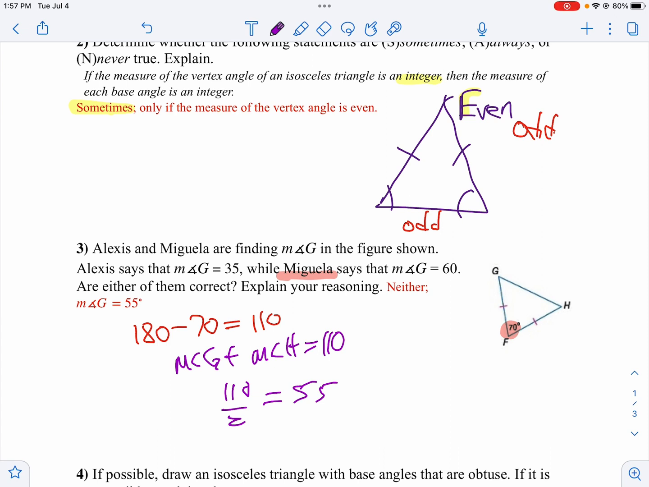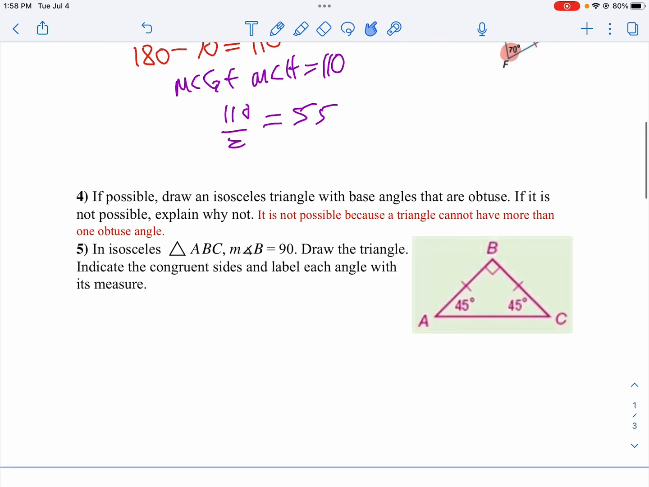So Alexis is also incorrect. I don't know how she got it, I'm guessing she took 70 divided by 2, but she's incorrect. So neither of them are correct. The correct answer is 55 degrees.